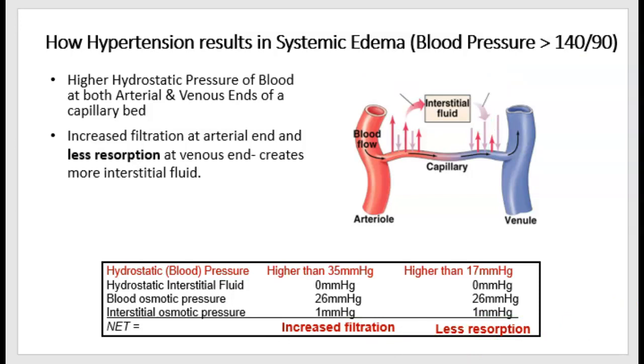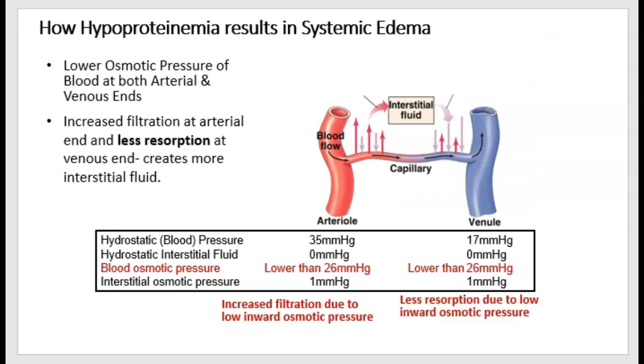Now let's look at how hypoproteinemia results in systemic edema. In this case, you have low plasma proteins. And so the blood has a lower osmotic pressure. Now remember where that osmotic pressure was most important was in the reabsorption of fluid.